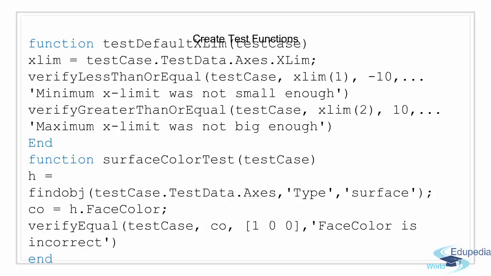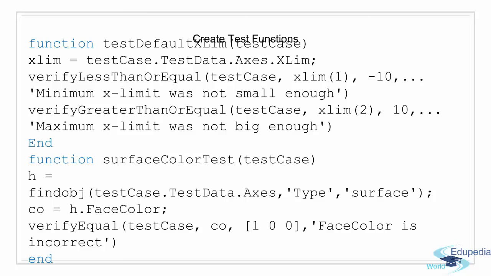So I will name these functions with the keyword test at the beginning or at the end of the function name. Similar to setup and teardown functions, individual test functions must accept a single input argument, that is the test case. Using this test case object, we can verify, assert, assume, and create fatal assertion functions.